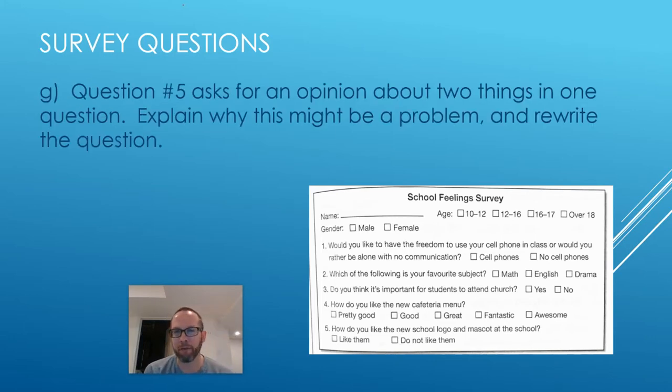Question 5 asks for an opinion about 2 things in one question. So the problem with this one is, how do you like the new school logo and mascot at the school? And what if you like the new logo but don't like the mascot? Or what if you don't like the new logo but you like the mascot? It's not a really well-designed question. Maybe you would break this up into 2 different questions where you ask about the school logo and you ask a lot about the mascot.